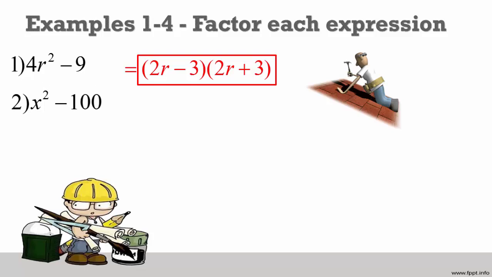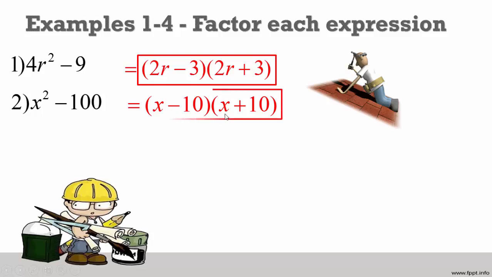In example 2, we have x squared minus 100. So looking at this, we see x squared is a perfect square because that's x times x, and 100 is a perfect square because that's 10 squared. And we have the difference, so applying our formula, we will get x minus 10 times x plus 10.